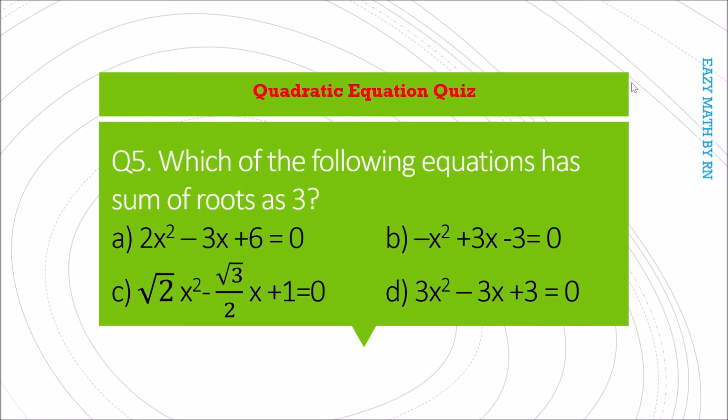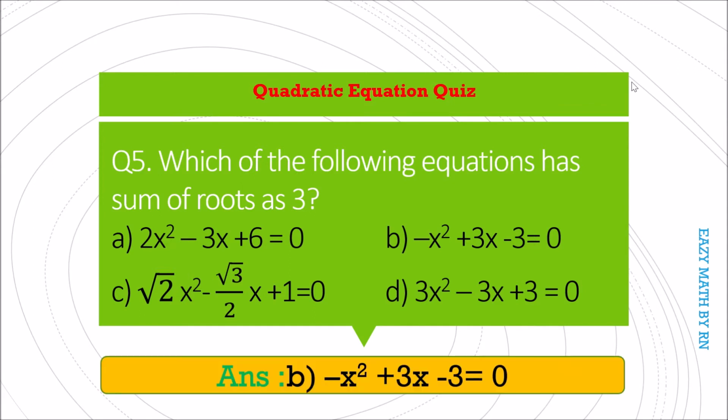Fifth question, which of the following equations has sum of the roots as 3? So you have these 4 equations, you need to check in which case sum of the roots is 3. The correct answer is option B, minus x square plus 3x minus 3 equals to 0.